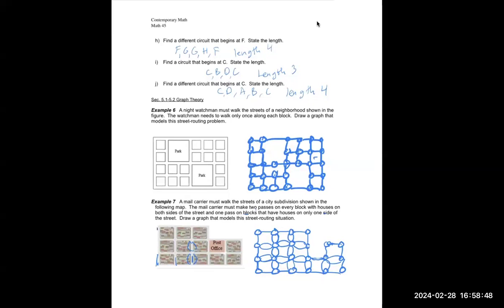All right, but that's what your models look like. If you just imagine drawing all the places that the person needs to go, if they say two times, if they need to pass that street twice, then you need to draw two bridges or edges between those two vertices. And so there you go.